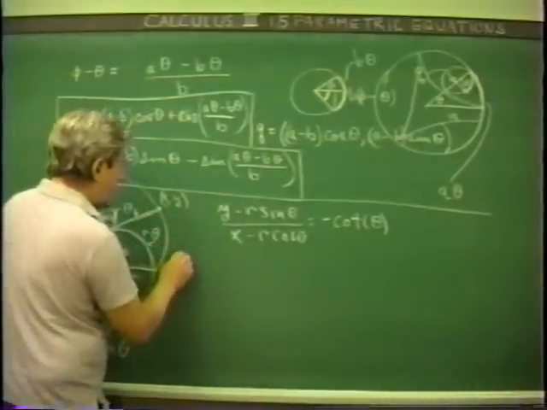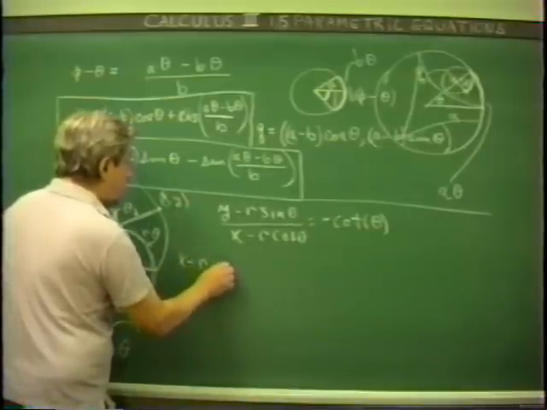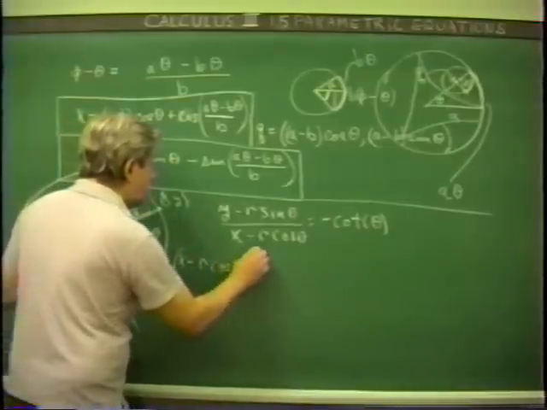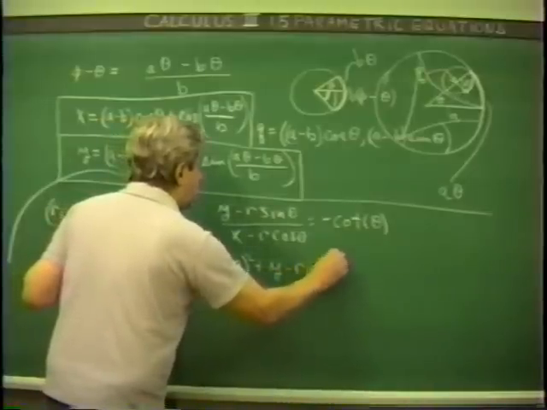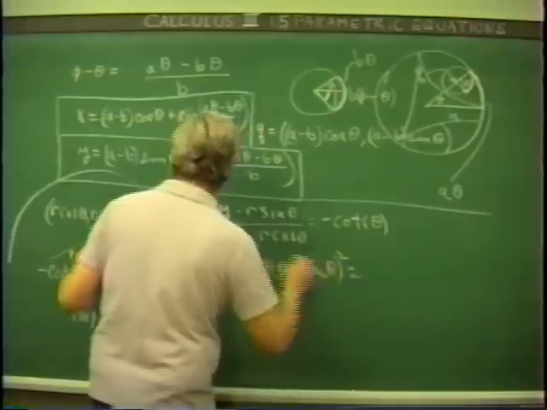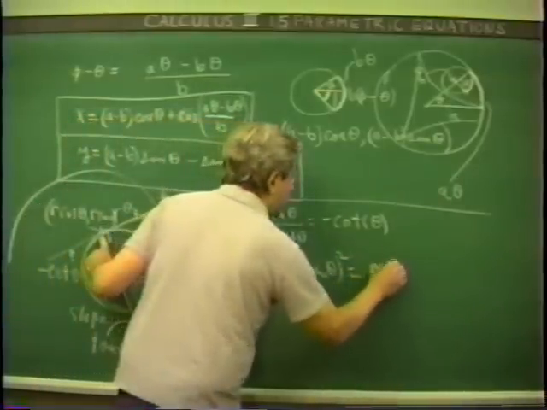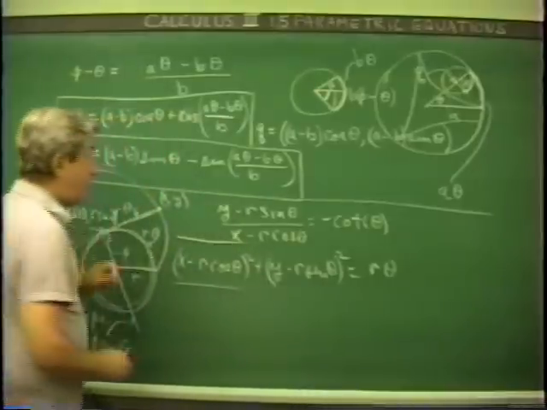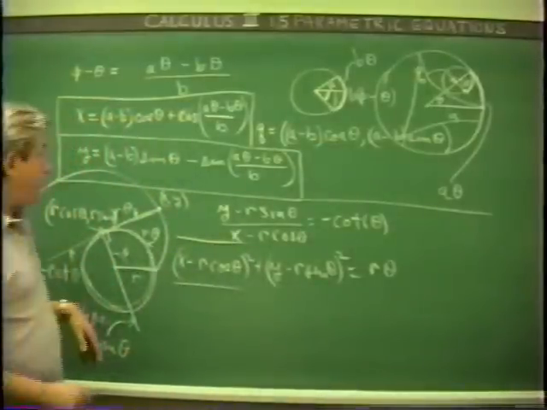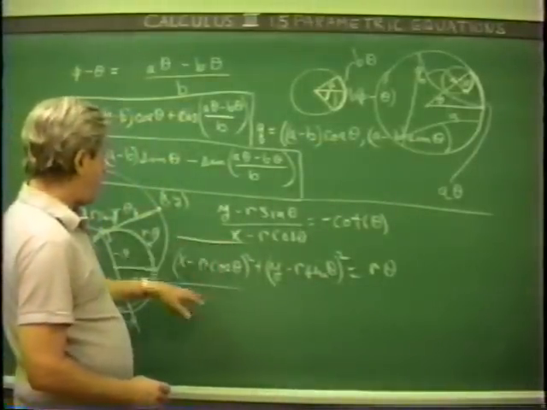We also know the distance between these two points is r theta. That's to say, x minus r cosine theta quantity squared plus y minus r sine theta quantity squared is equal to r theta squared. We can now take these two equations and solve them for x and y.